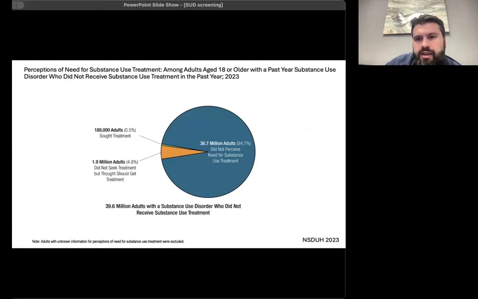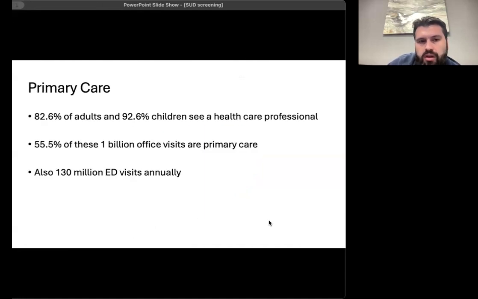I think this is probably the salient slide to look at here. These are people with a substance use disorder, so that same population we just mentioned, who were asked if they felt they needed treatment or were interested in seeking treatment. Out of those 36.7 million people, they did not perceive the need for substance use treatment. And of those, only about 0.05% actually sought treatment, and about 5% did not seek treatment but thought that they should get treatment, which I think is really important. And overall, the statistic here, again, is about 40 million adults with a substance use disorder did not receive substance use treatment. So why is that important?